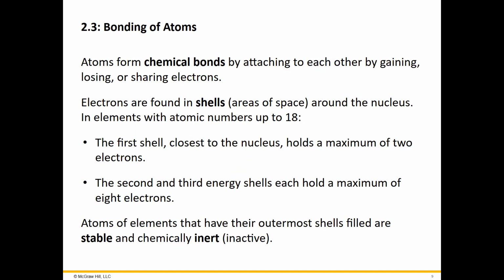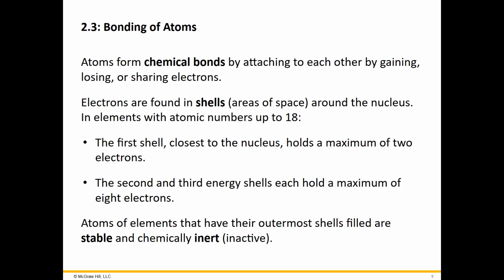When we talk about bonds, atoms form chemical bonds by attracting to each other. This happens by gaining electrons, losing electrons, or sharing electrons. And the type of bond that's formed will be told to us by whether or not we gained or lost an electron or are sharing them.